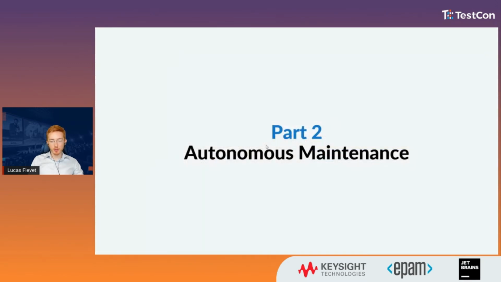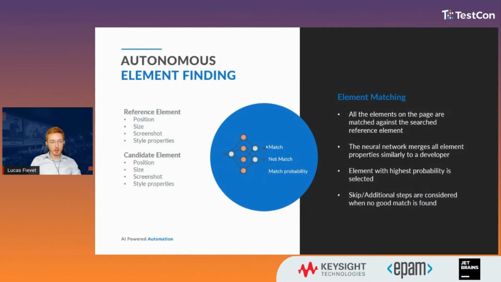The second part is the autonomous maintenance. Here, during the recording, we track all the properties of the elements that have been interacted with at a certain action. And when that element is not found, the machine learning algorithm kicks in. It creates a list of all the DOM elements on the page that can be interacted with, and evaluates the element from the recording or the last execution against all these candidates and calculates probabilities that this is the correct element to be matched. And it keeps going with the highest probability element, and if the test case at some point can no longer continue, it would stop.